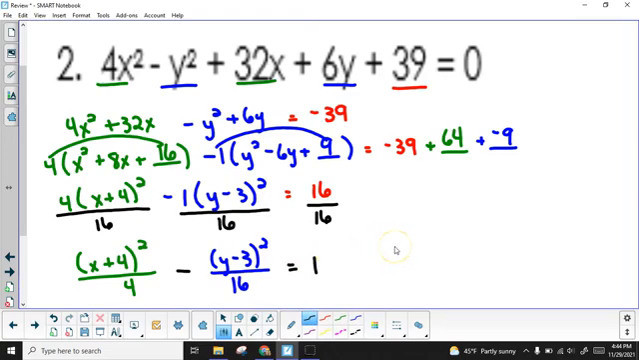That is our hyperbola. If we needed more information, we could tell that this would have a center at -4, 3. Because the x comes first, it would open horizontally, left and right. Okay, let's move on to number 3.